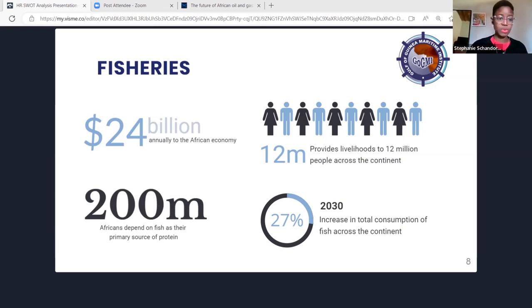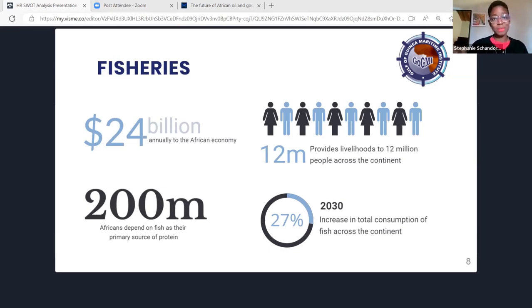So it's important to recognize that it's much more than that, right? Now, beyond, of course, the benefits to Africans as an economic activity, there are more than 200 million Africans that depend on fish as their primary source of protein. And just to contextualize this, the FAO has also projected that by 2030, total consumption of fish is likely to increase by 27% for Africa.